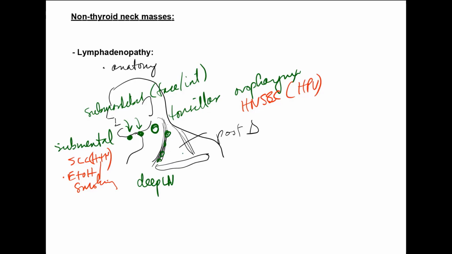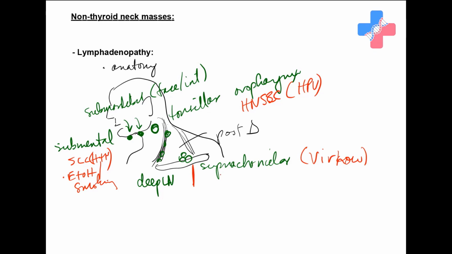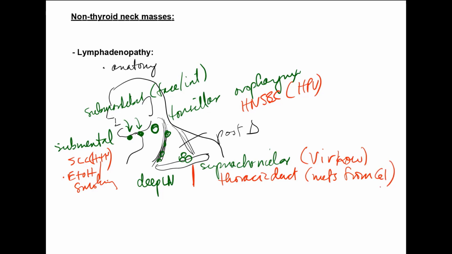The next group we want here are going to be our supraclavicular. These are the so-called Virchow lymph node. This is where we're going to get the draining of the thoracic duct. And so this is a common site for metastasis from the upper GI tract like stomach and pancreas.